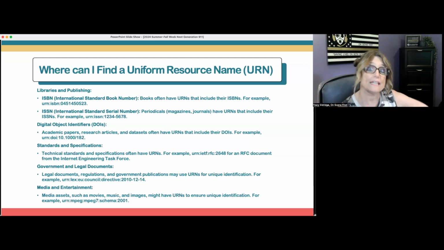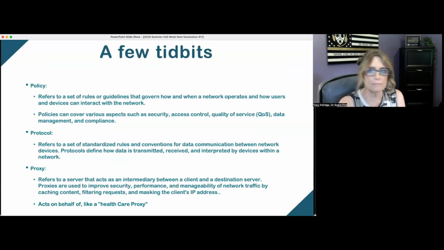So when you look at the FCC's page, there's numbers like the document PS hyphen something. Those are considered URNs. It's going to be specific to that thing. You're not going to have that name on something else later. And then media and entertainment. All right.